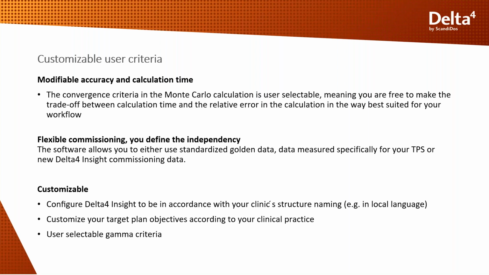The system is also customizable in terms of naming structures for ROIs. You can also customize your target plan objectives according to your clinical practice. And the gamma criteria is user selectable and also modifiable on the run. So when you are checking your plans and you realize, okay, I want to check another gamma, you can just change the settings as you validate your plan.